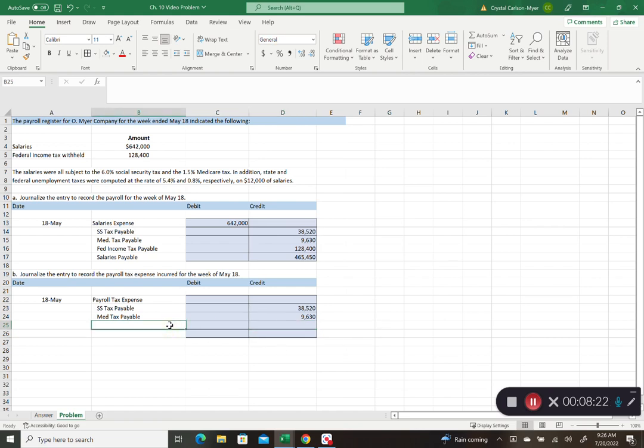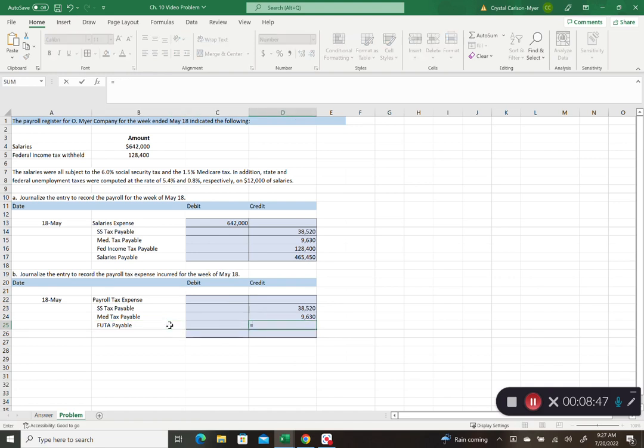What the employer has to pay and remit over to the government is something a little bit different than the employee when it comes to SUTA and FUTA. So the employees don't have to pay this, but the employer does have to pay this. This is our unemployment tax. So federal unemployment tax, I'm going to abbreviate as FUTA. So F-U-T-A payable, because it is a liability.